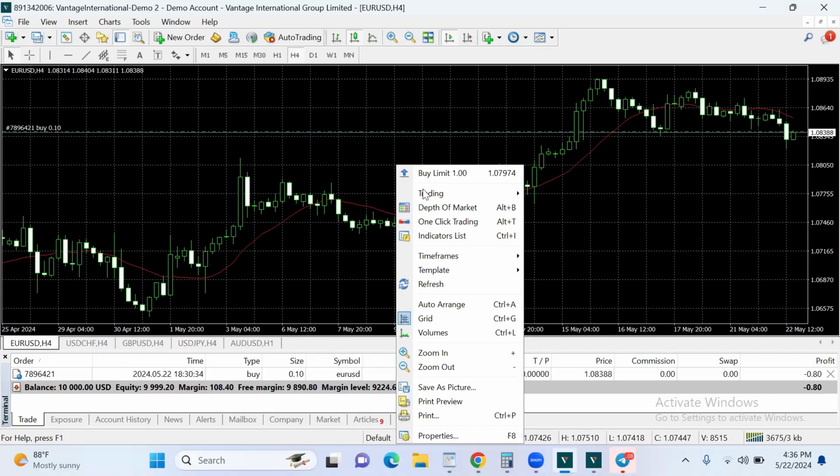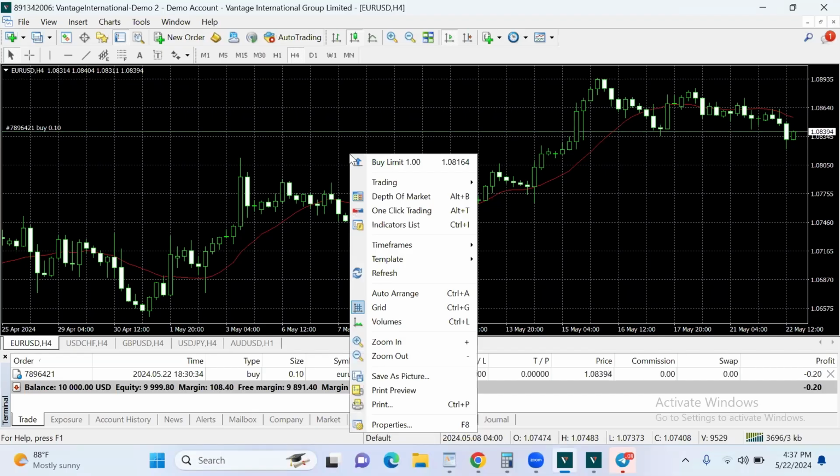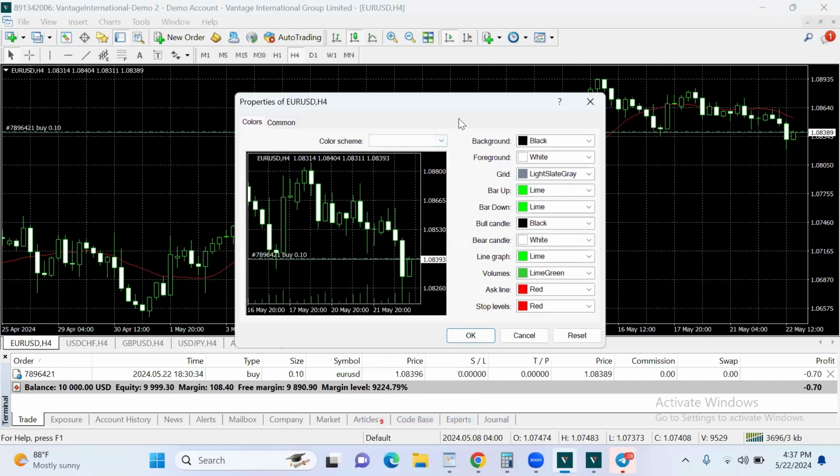Okay, so let's go here. When you come to this chart, you right click on the chart. Right click on the chart, anywhere on this chart, you right click on it. And then you come to properties. Okay, properties. Don't worry, this class is being recorded, so you can go back again and understand this properly.